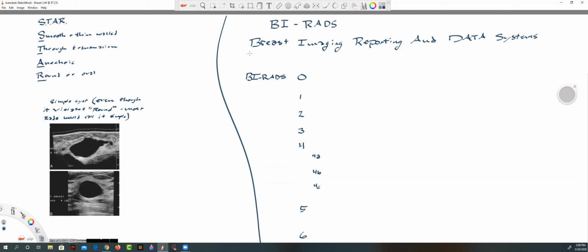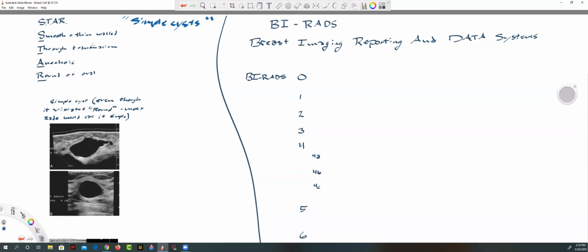Just because it's on the screen, let me quickly talk about this, because we'll go back and forth. We'll look at some of these images on the side here. Let's quickly start with STAR, the acronym for simple cysts, and I should probably write this down. I need a smaller pen. Okay. Simple cysts. They are smooth and thin walled.